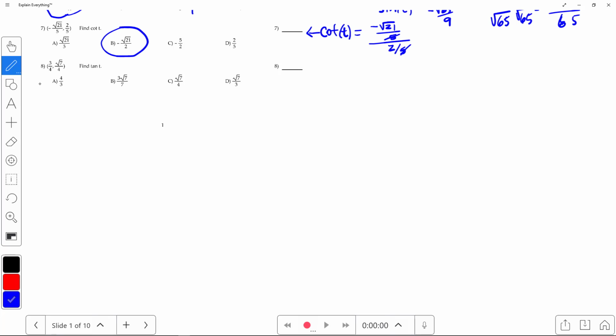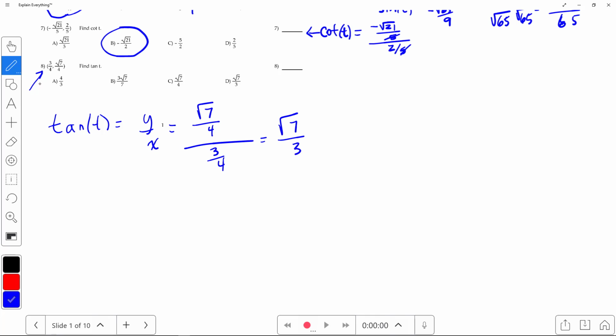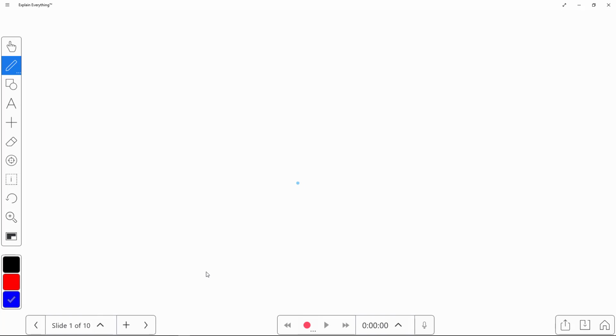Continuing on, I probably should have gotten this one in the last question since all these are kind of related, but I didn't. So remember that tangent is y over x, so it would be the square root of 7 over 4 over 3 over 4, and the 4's would cancel, and you should get D. Alright, continuing on.